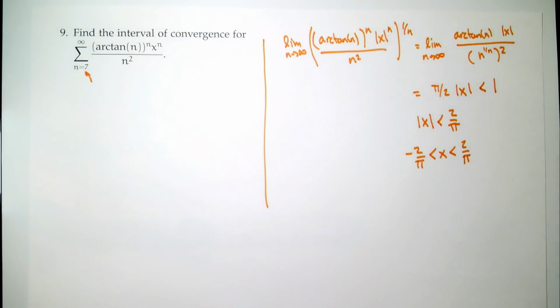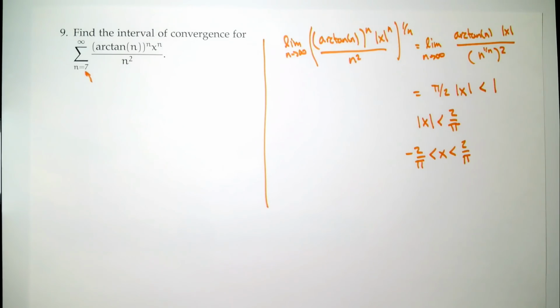Now, is this my interval of convergence? Not yet. It could be, we don't know yet. What we know for sure is for these points here, it will converge. In fact, even more strongly, we know it converges absolutely. We also know that outside of this interval, in other words, above 2 over pi or below negative 2 over pi, it will diverge. What are the only two things we don't know?